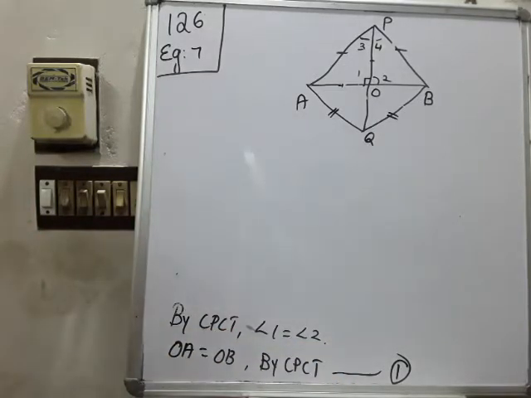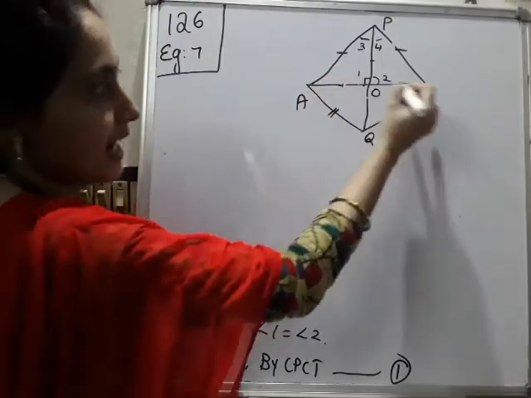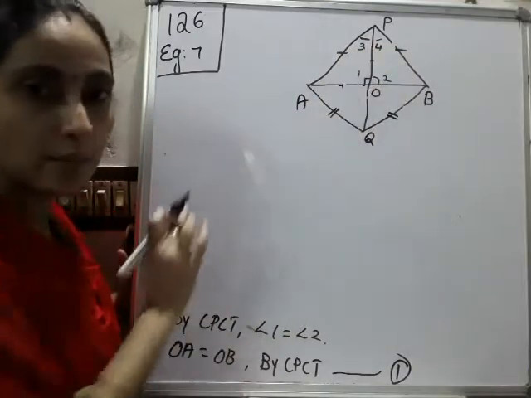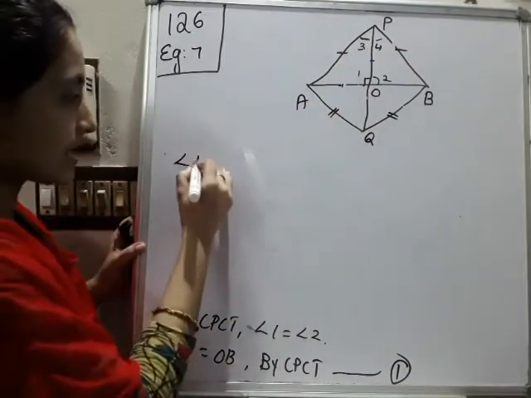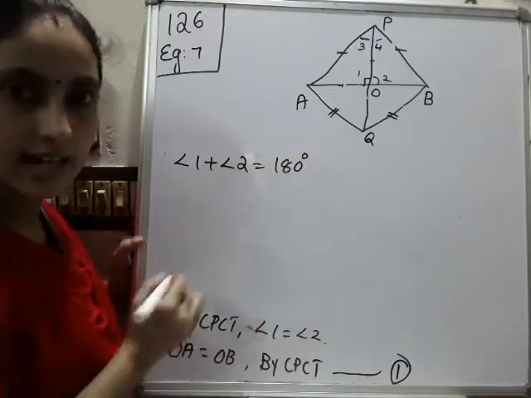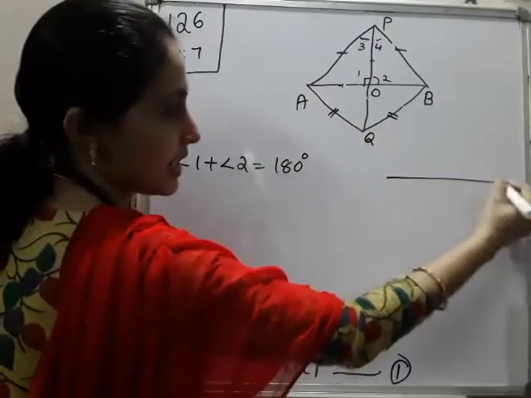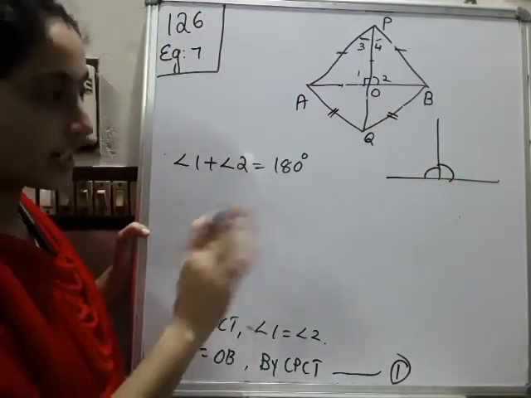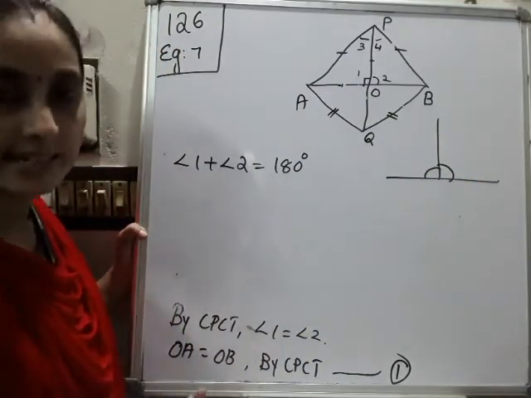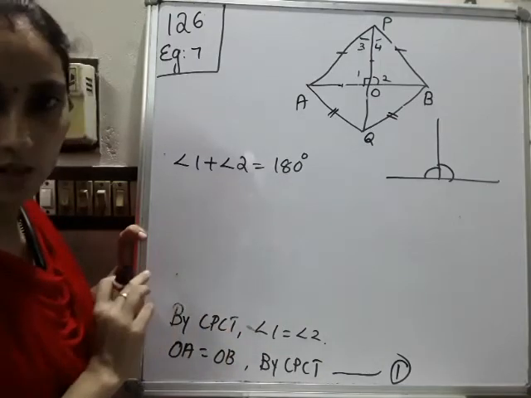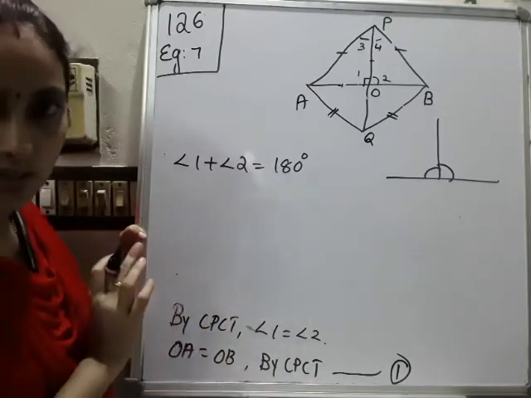Okay, now listen here. This is one line being cut by another, so these are supplementary angles. We can write angle 1 plus angle 2 is equal to 180 degrees. Because this is a straight line, the sum is 180 degrees. Or you can use linear pair, or the angle in a straight line is 180 degrees. So angle 1 plus angle 2 is equal to 180 degrees.